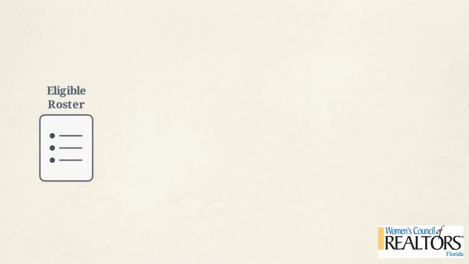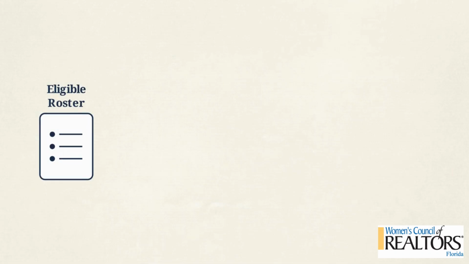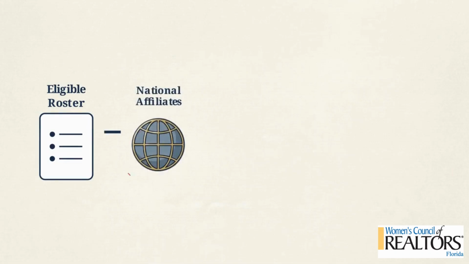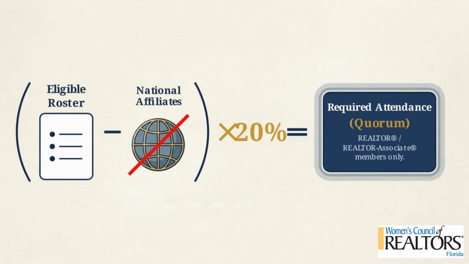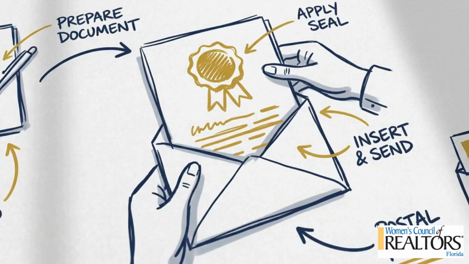This visual shows exactly how to calculate your voting quorum. Take your total active membership roster, subtract all national affiliates as they do not count toward this metric, and multiply by 20%. That resulting number is the exact amount of Realtor and Realtor Associate members required to hold a valid vote. 10 days before the election, the current president sends out the official election notice.